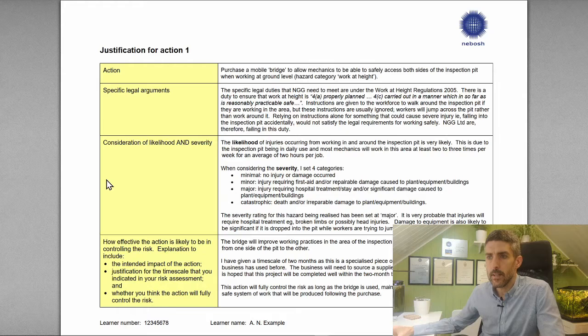So these are the important points that I want you to make sure that you stick to. Don't just say that you think it's highly likely and a very severe injury. Just go on to put a couple of sentences to explain why you think that. The next part, how effective is the action likely to be in controlling the risk? Explanation to be given needs to include the intended impact of the action. That one's pretty self-explanatory, I think. I don't think I've got much to add to that one. Just basically explain what you think your action is going to be actually doing.